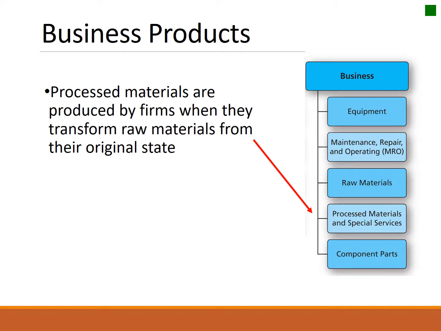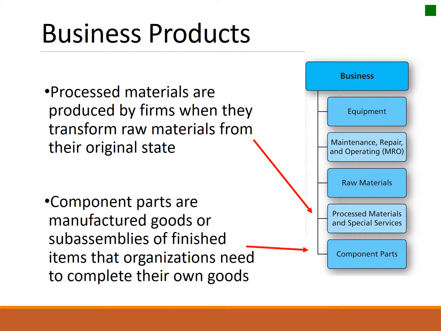We may also include in this case special services as well, services that are rendered in their completed state for the firm. So a law firm or a lawyer or some outside company that's producing a service for the firm, which the firm then uses as part of their overall value creation. Okay, so these are completed goods or services that may serve as component parts to the firm. Processed materials. The last part is component parts.